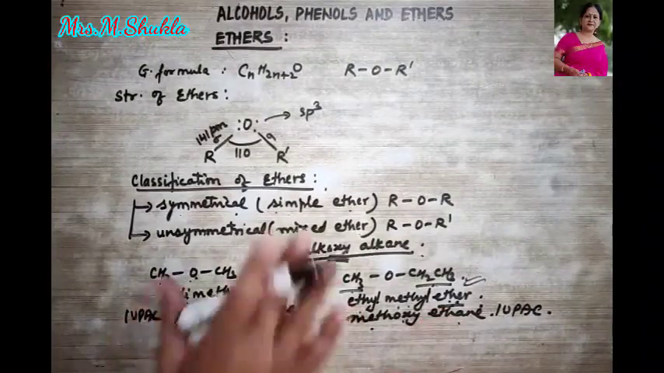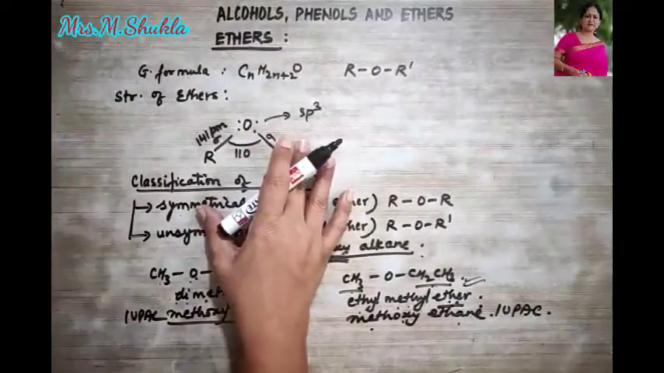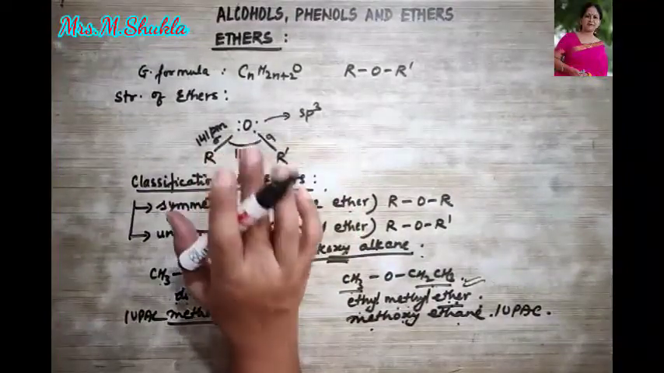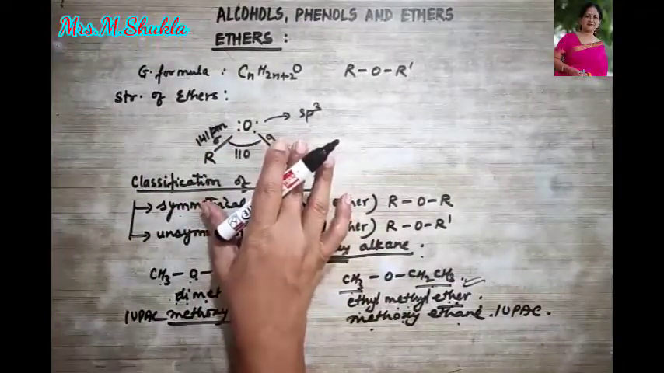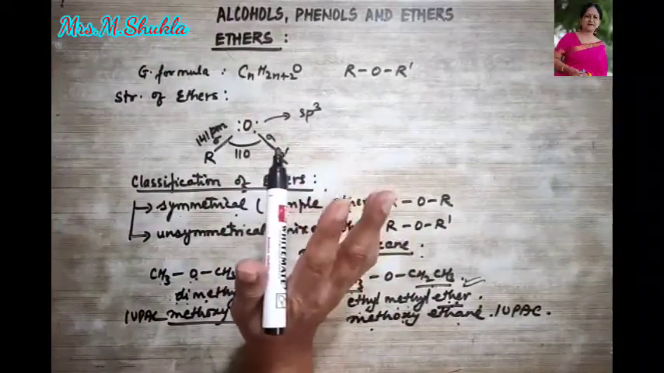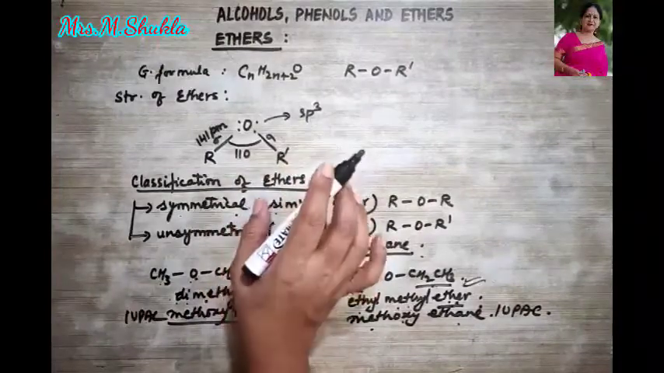Clear? Now, what kind of isomerism do we see over here? The isomerism commonly exhibited by these ethers is metamerism, right? Like ethanol and diethyl ether, they are the ones which show functional isomers.